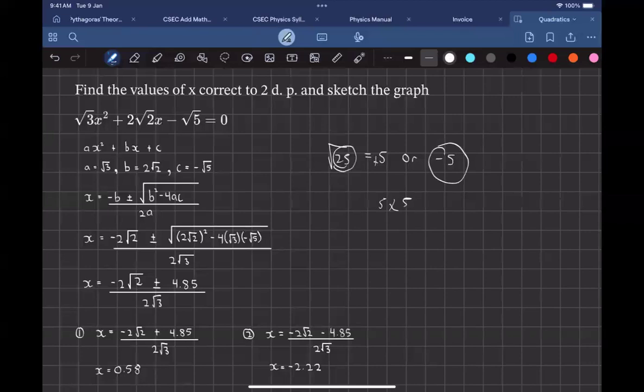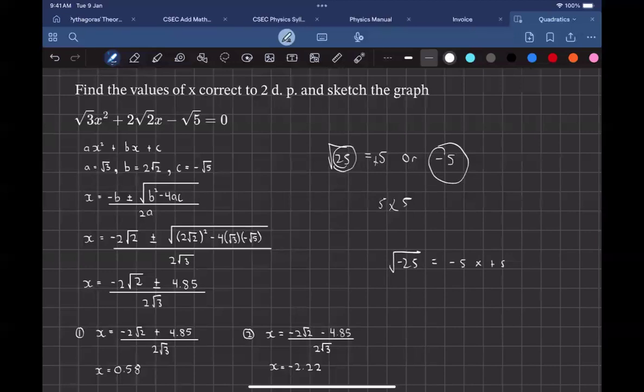Now, if I say minus 25, if I have any number, can I multiply it by itself and get a negative 25? You might be tempted to say negative 5 by positive 5. But that is not what square root means. Square root means the number I would multiply by itself.